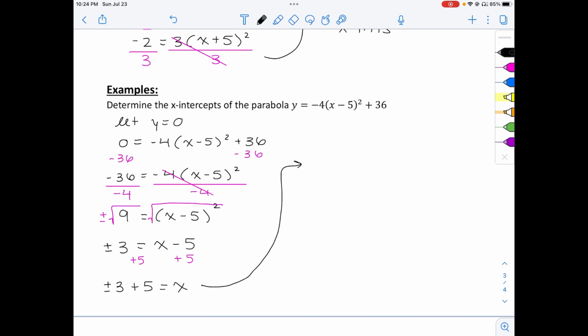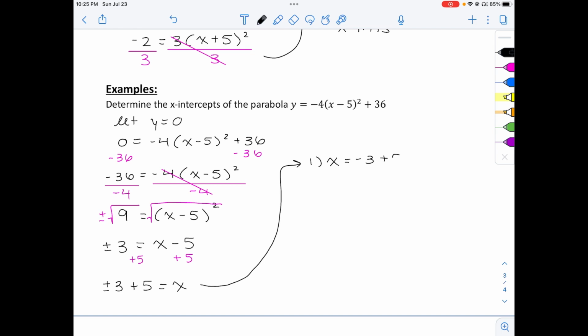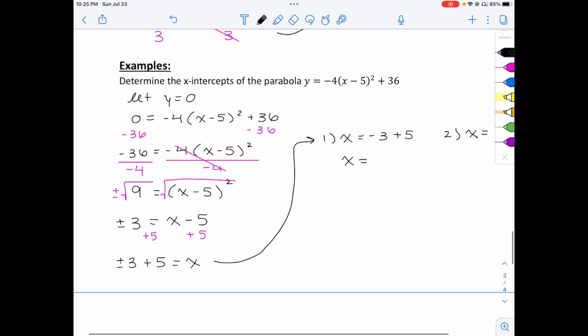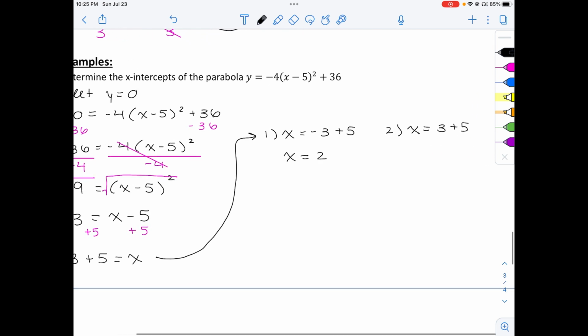Okay, then over here, I'm going to show both of my options. So first option, I'm just going to reorder this, like flip the sides of the equal sign. So x is equal to negative 3 plus 5 is my first option. My second option would be x is equal to positive 3 plus 5, and then I'm just evaluating. Okay, so this would give me x equals 2, and this would give me x equals 8.